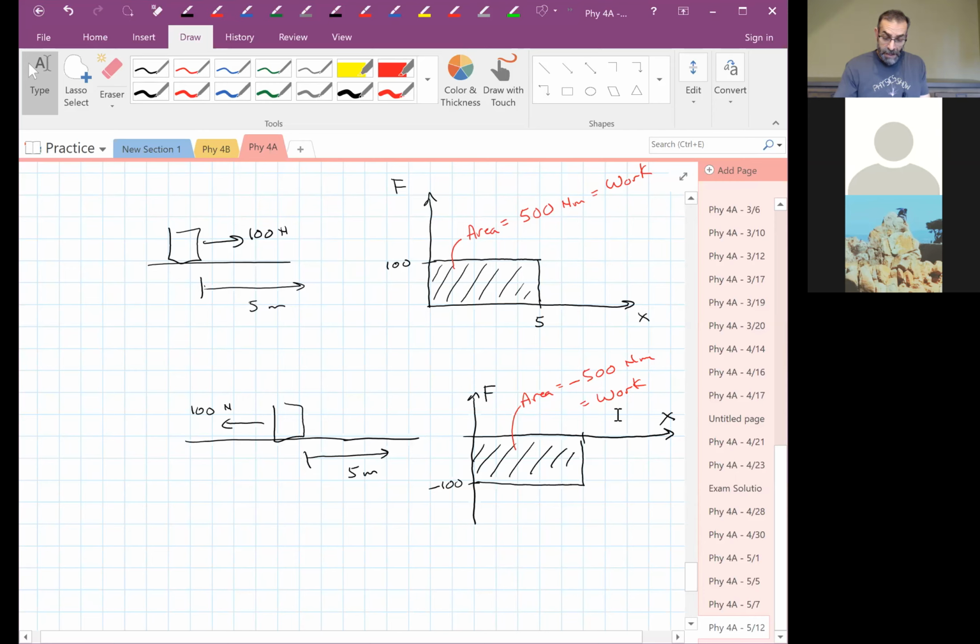Can something moving with constant velocity have a net work being done on it? No. If there's net work being done, kinetic energy has to be changing. Speed has to be changing. These are two different scenarios. In one case, we're pulling to the right, in the other case, we're pulling to the left. But in both cases, the object is moving to the right.